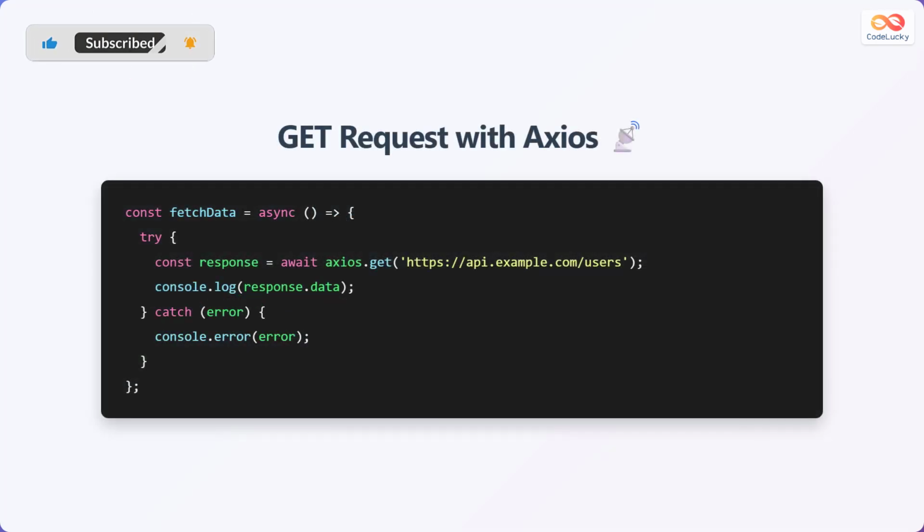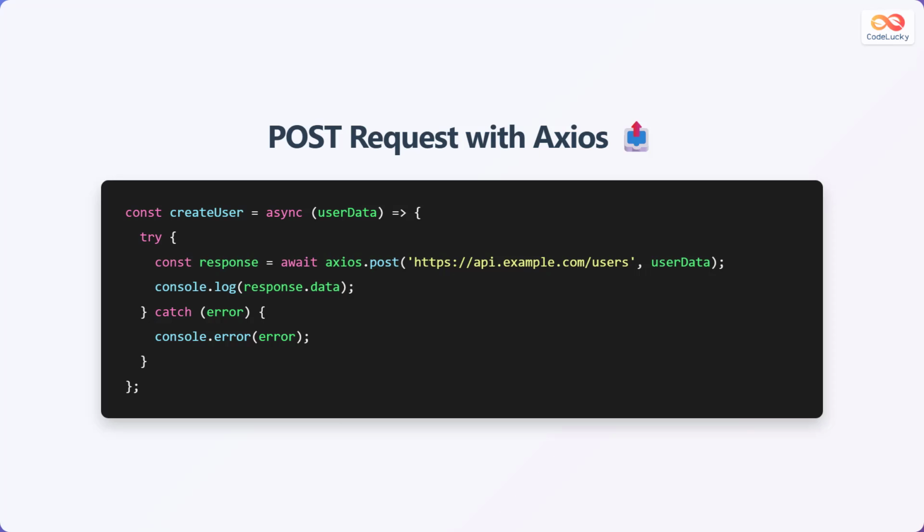Here's how to make a GET request using Axios. First, define an asynchronous function called fetchData. Inside this function, use a try/catch block for error handling. Within the try block, await the result of axios.get and pass the API endpoint as a string, for example, https://a.example.com/users. Store the response in a variable named response. Finally, log response.data to the console to see the fetched data. If there is an error, log the error to the console in the catch block.